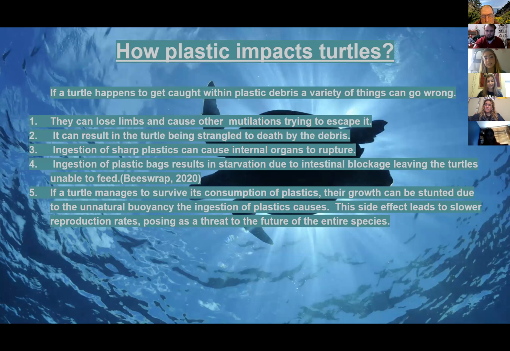If a turtle happens to get caught within plastic debris, a variety of things can go wrong. They can lose limbs and cause other mutilations trying to escape it. They can be strangled to death by the debris. If they ingest sharp plastics, it can cause internal organs to rupture. And if they ingest plastic bags, the intestinal blockage it causes can cause starvation due to them being unable to feed. And if a turtle manages to somehow survive all this consumption, their growth can be stunted due to the unnatural buoyancy the ingestion of plastic causes. This side effect leads to lower reproduction rates, and this affects the entire species.